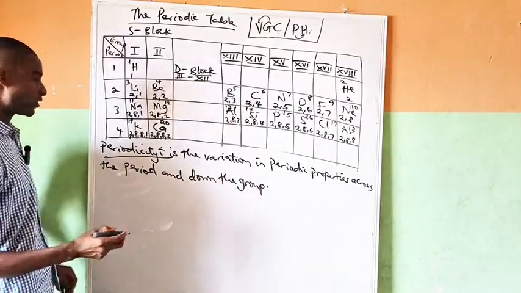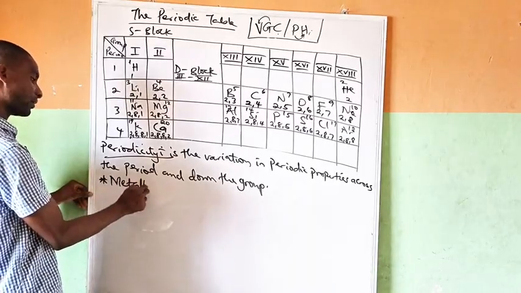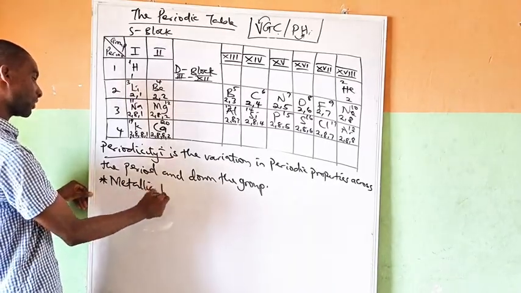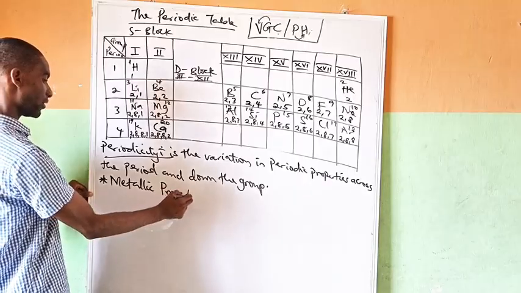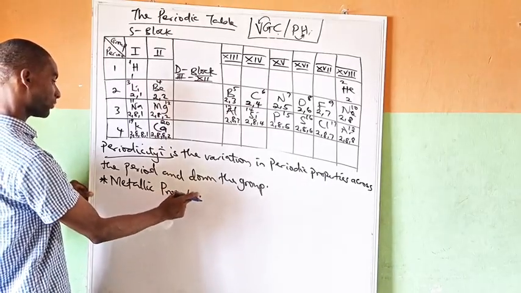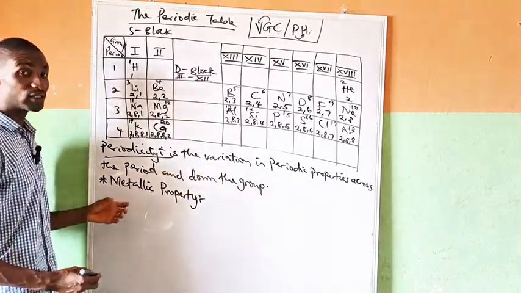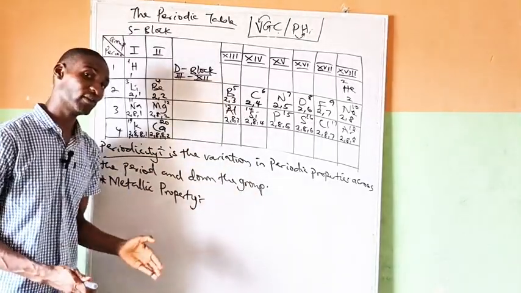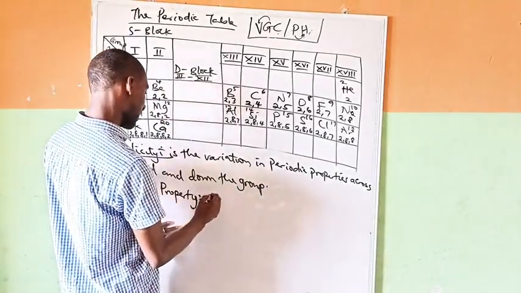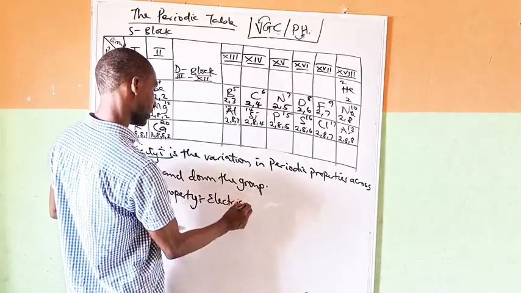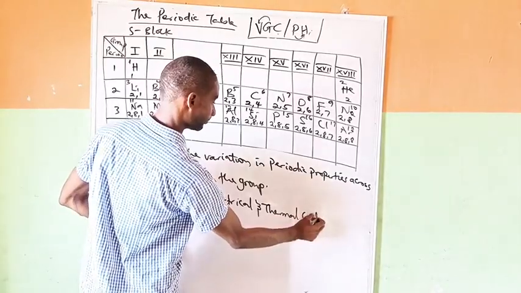Now let's talk about these periodic properties one after the other. Let's start with the metallic property. When we say metallic properties, we are talking about the ability to conduct electricity. That's conductivity, electrical and thermal conductivity.